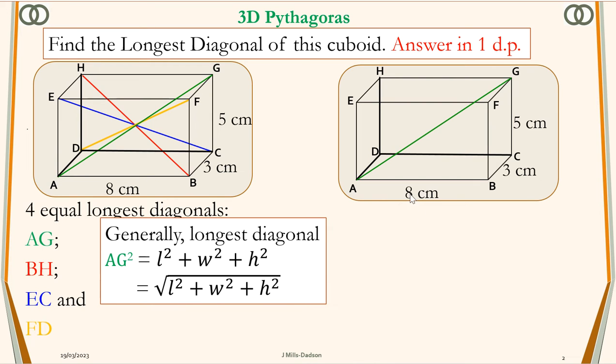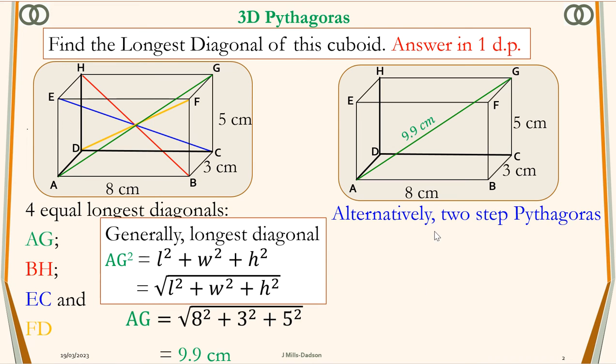So using the dimensions 8, 3 and 5, AG will be equal to the square root of 8 squared plus 3 squared plus 5 squared, and that will give you 9.9 cm. We can also work out line AG differently by doing 2 steps Pythagoras.